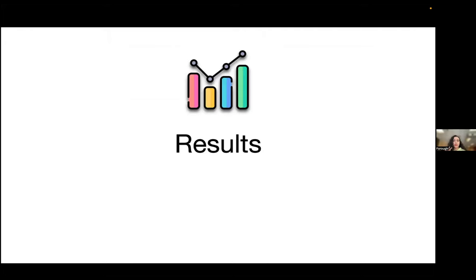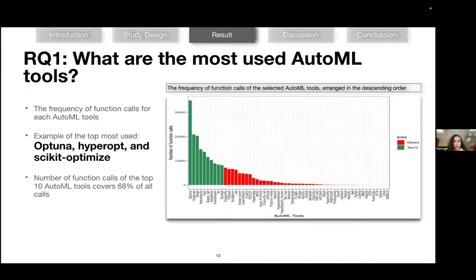Now that we have our data set, we started analyzing the collected data to answer our research questions. In the first research question, we were interested to know what are the most used AutoML tools. We sorted the tools based on the number of function calls. In the plot, you see that the green bars show the top 10 most used AutoML tools, and the red bars show the tools that are not quite popular.